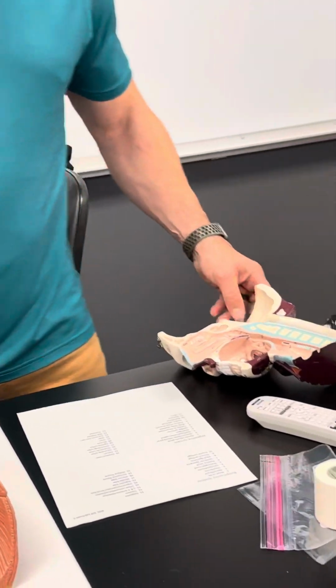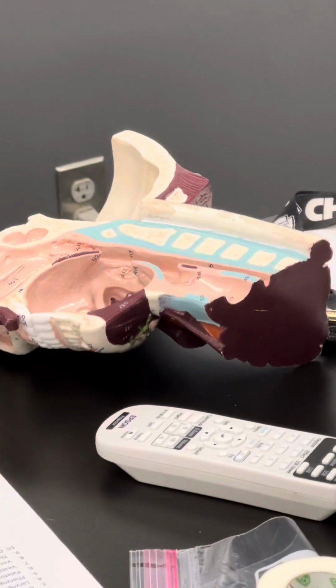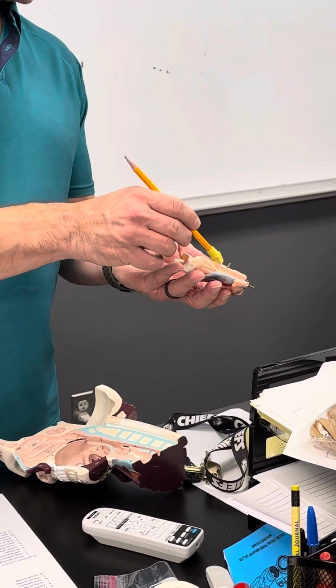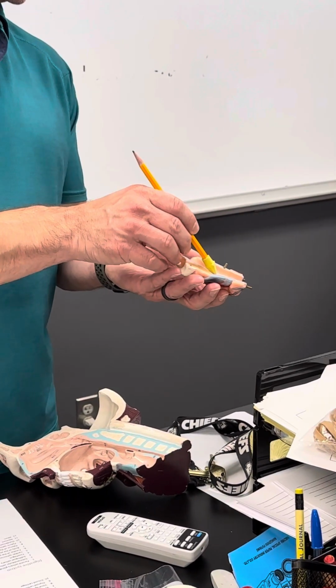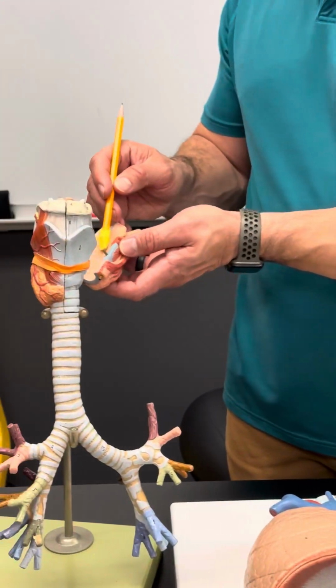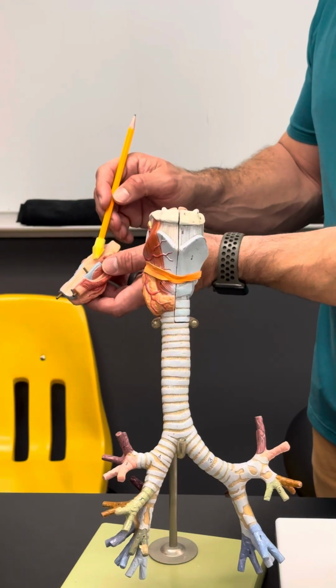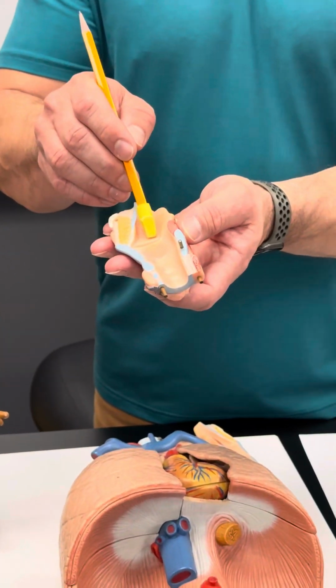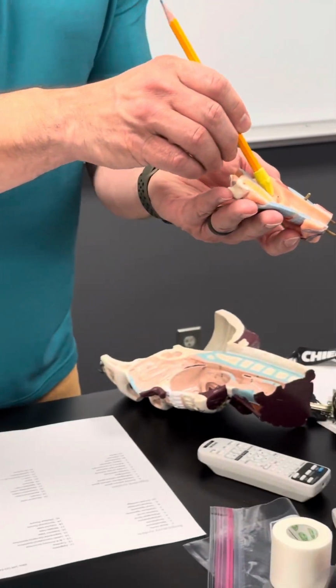On this model here, okay, there's no white line. It's kind of been rubbed off, but this would be the vocal ligament right here. Okay, right there's your vocal ligament. Right here would be the vestibular ligament, in this little soft tissue area right there. Okay, the vestibular ligament would be right there.